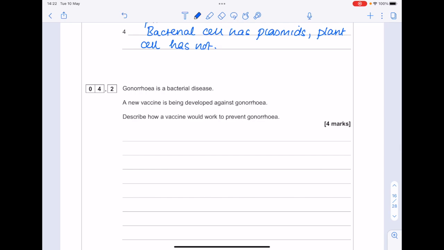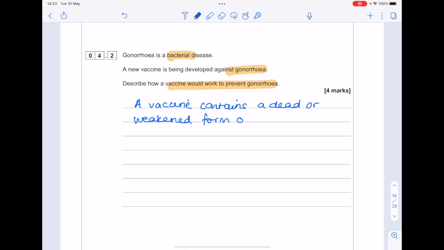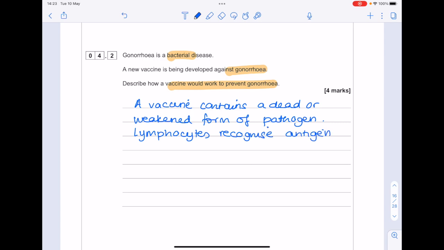Gonorrhea is a bacterial disease. A new vaccine is being developed against gonorrhea. Describe how a vaccine would work to prevent gonorrhea. So, a vaccine contains a dead or weakened form of the pathogen, gonorrhea. So what happens then? Lymphocytes are the white blood cells that are important here. They recognize the antigen, which remember is the special protein marker on the pathogen that identifies it specifically, in this case as being gonorrhea.